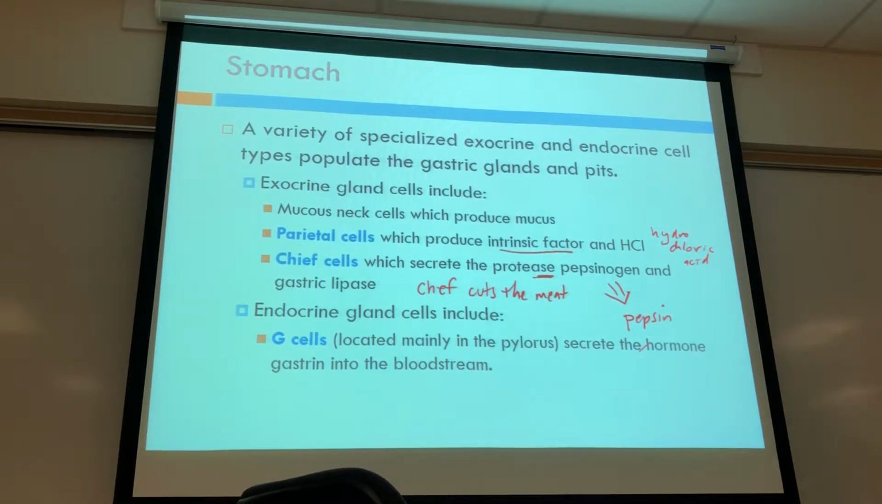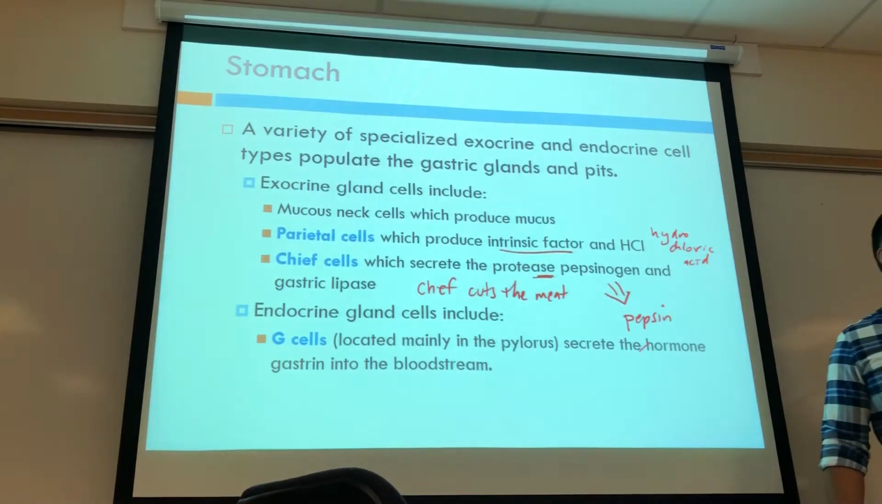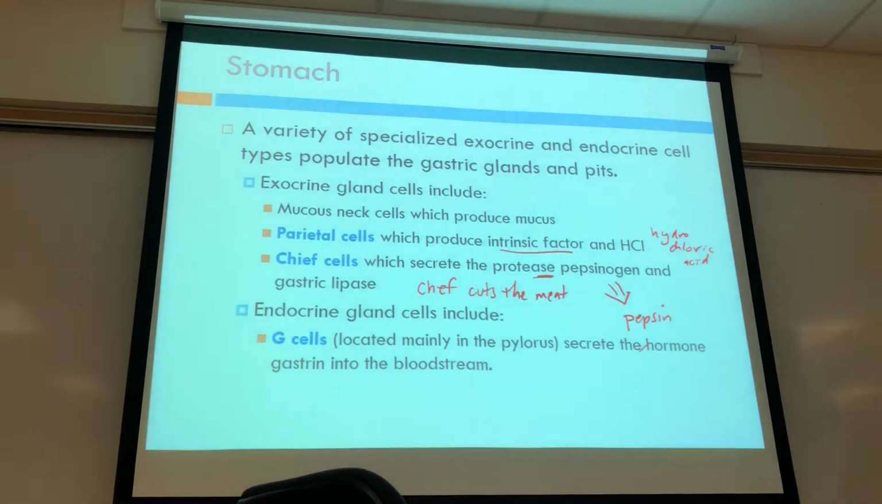The other thing that's also produced by chief cells is gastric lipase. So this is different than the lingual lipase. Lingual lipase is produced by the tongue. Gastric lipase is produced by the chief cells. And both lipases serve the function of breaking apart fats. So the two lipases, lingual lipase as well as gastric lipase, work to break down fats in the stomach, again, due to the pH of 2.